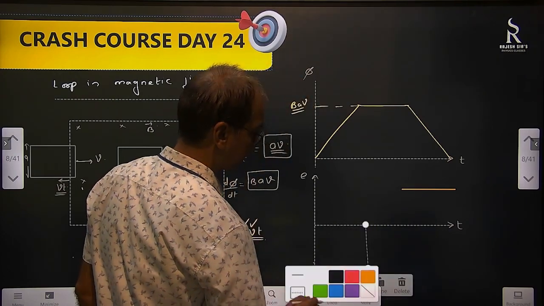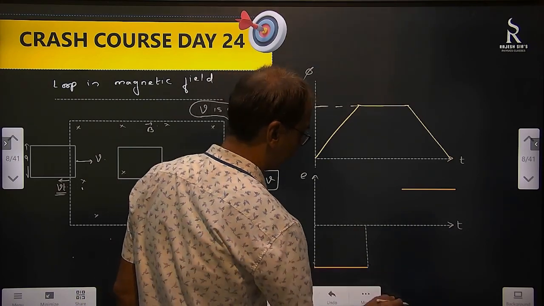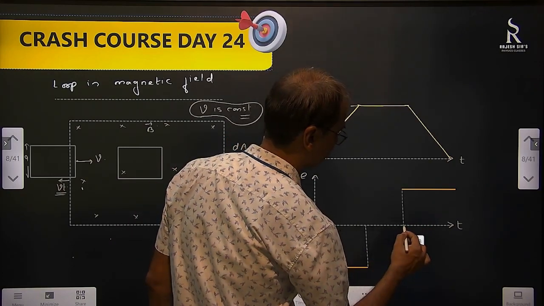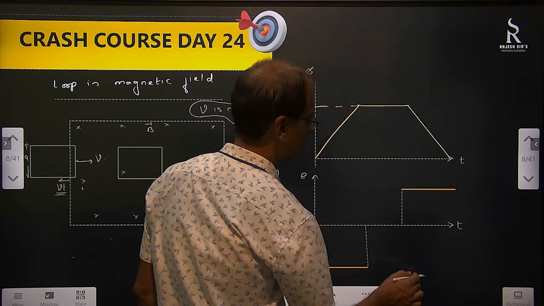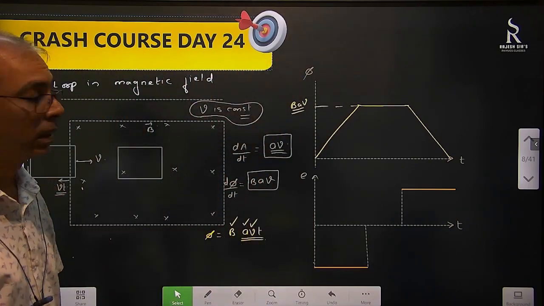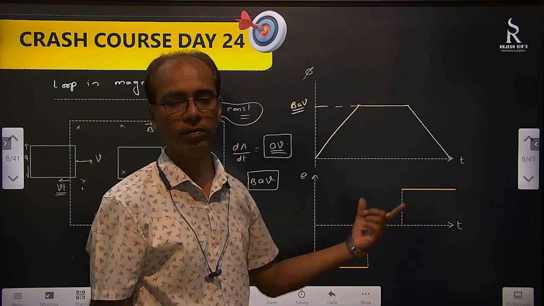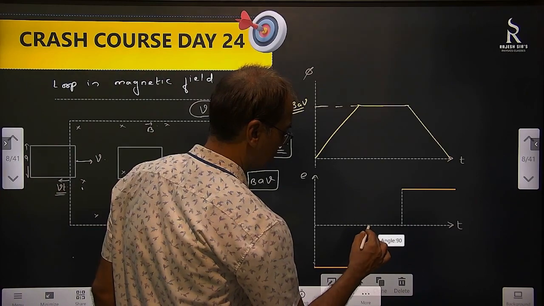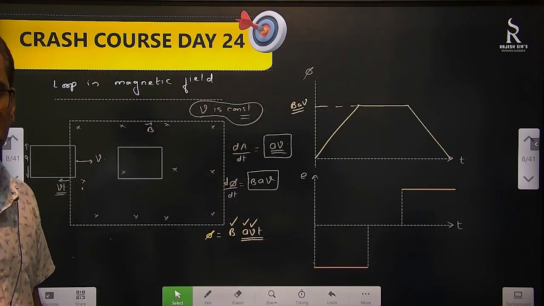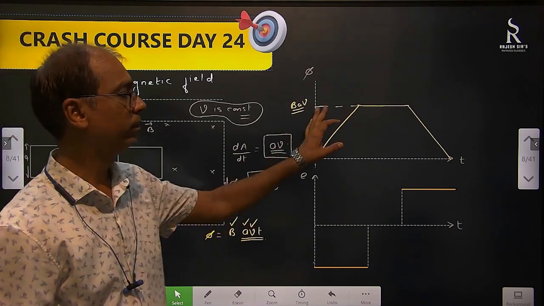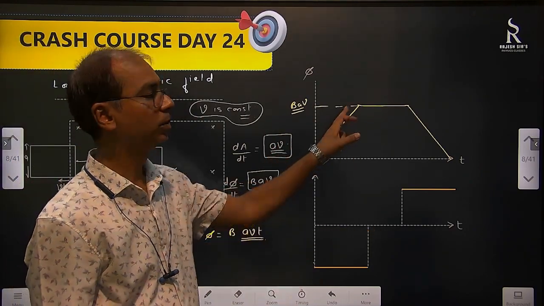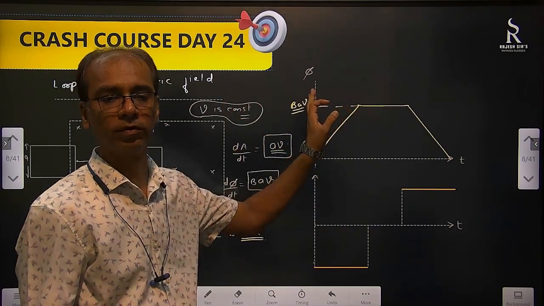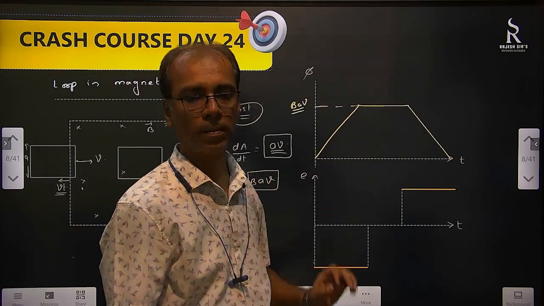Like this we can fill, and then here also we can fill it this way. This is the graph. This is EMF negative here, this is EMF positive. Right. This is the graph. So remember that on the graph also they can ask you a question. This represents what? Increase in flux. Rate is constant, means EMF is constant. Same way here.